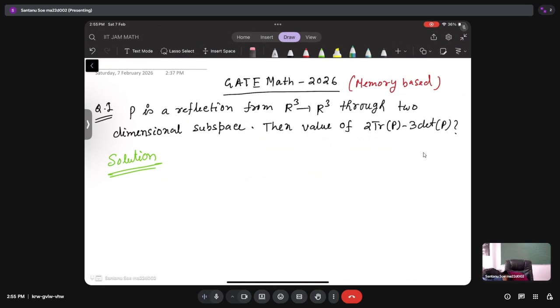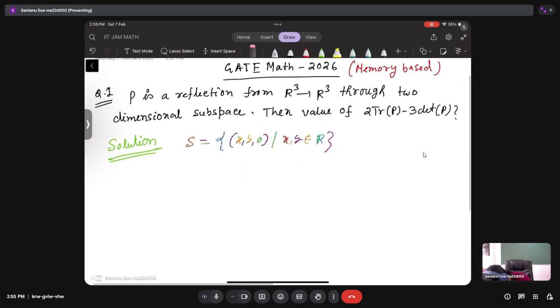So let us take the two-dimensional subspace S equals (x, y, 0), where x and y are real numbers. Clearly we can see here that the z component is 0. That means S is a two-dimensional plane, and it is nothing but the xy plane. So now we can draw the xy plane here. This is the z component, this is the x component, and this is the y component.